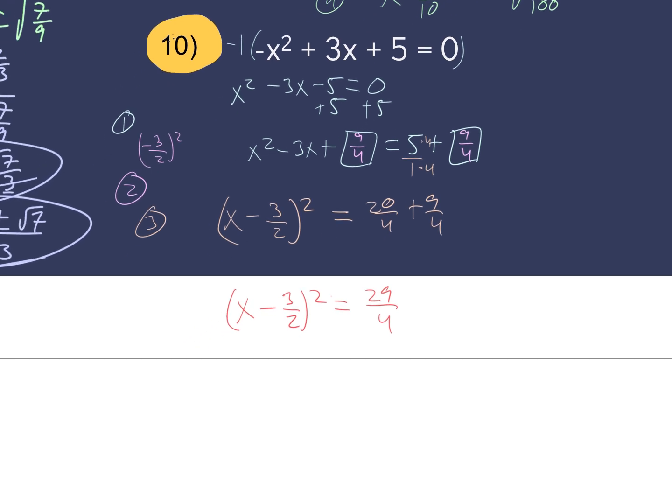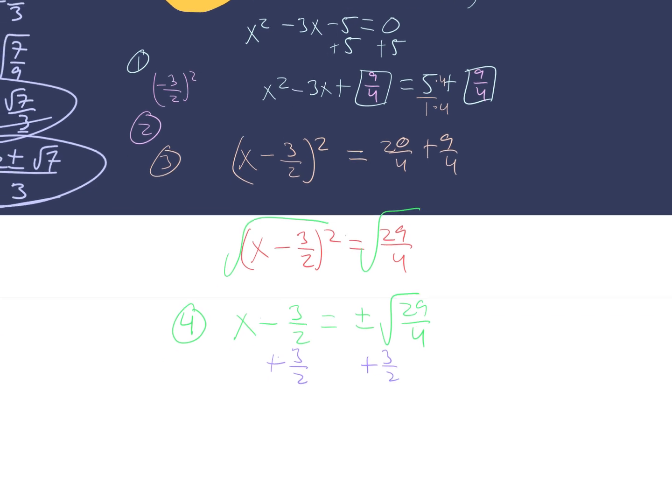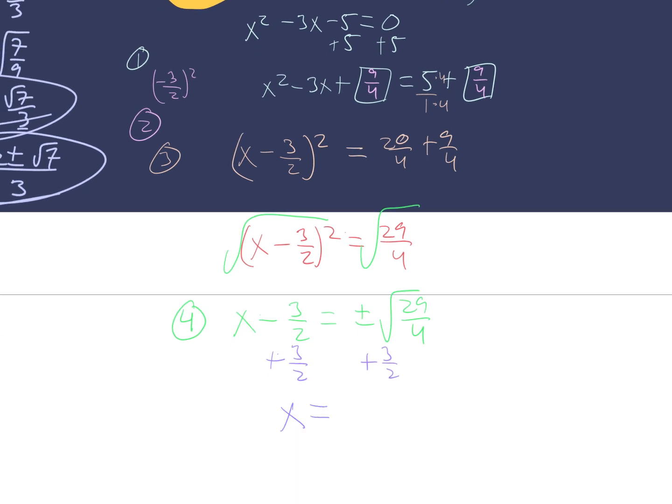All right, and then the next thing you want to do, so step 4 is going to be to square root both sides. So we get x minus 3 over 2 equals plus or minus the square root of 29 over 4. All right, and so the last thing you want to do is solve for x, right? So add 3 over 2 on both sides. All right, so we get x equals, these cancel out, we get x equals 3 over 2 plus or minus the square root of 29 over 4.